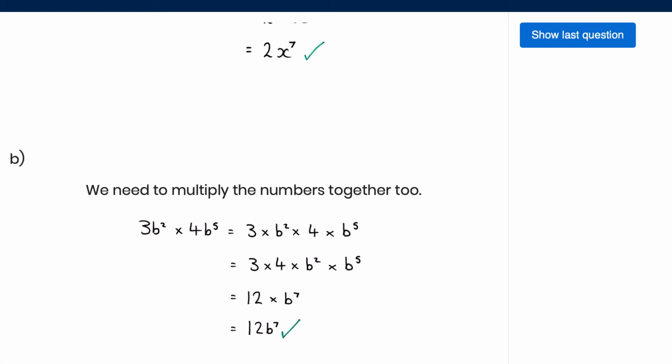Okay, and that's it. So to multiply expressions with powers and numbers, we multiply the numbers together and then use the index law to add the powers.